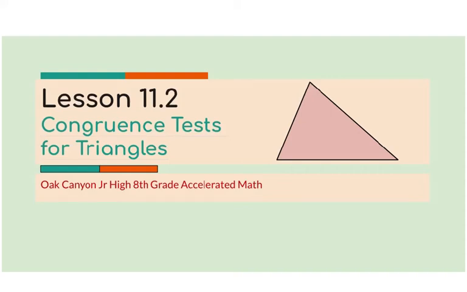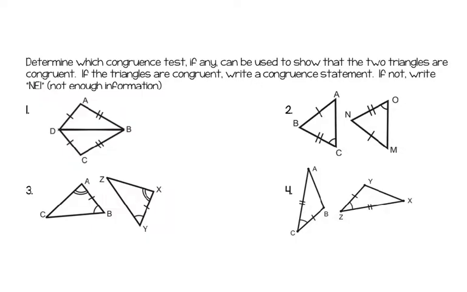This is the second part for Lesson 11.2, Congruence Tests for Triangles. In the previous video, we talked about the three tests for congruent triangles that are postulates. So we talked about side, side, side, and side, angle, side, and angle, side, angle. And so we're going to use those now to learn how to prove triangles are congruent.